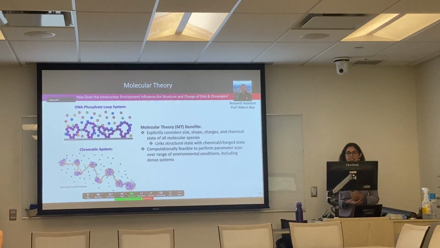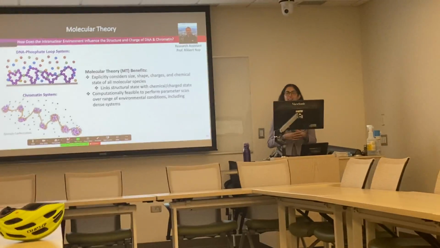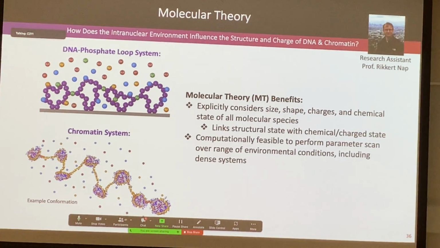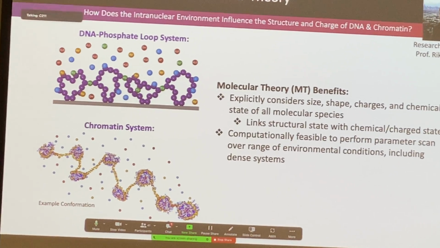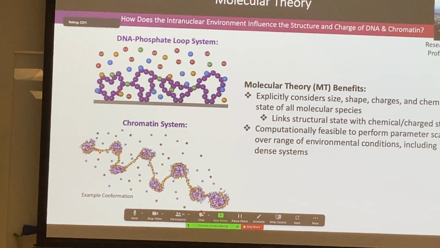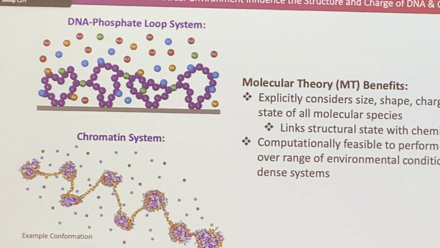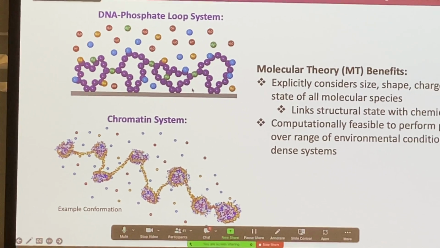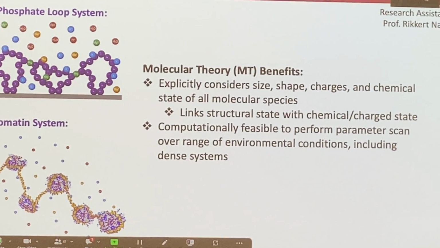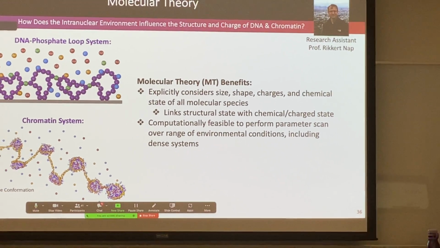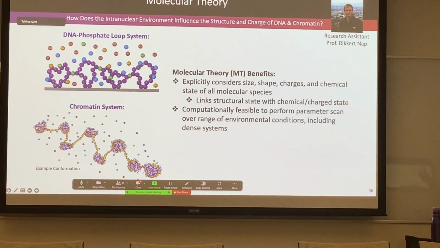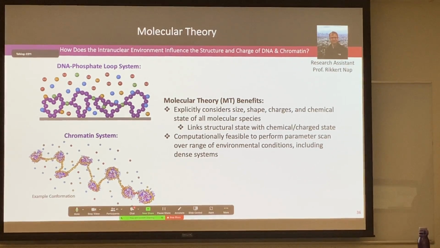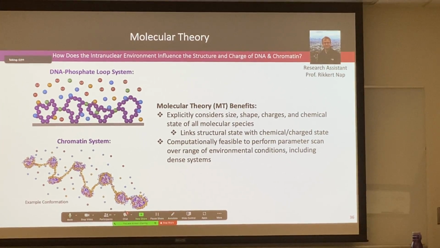So what we've used here in this study is molecular theory, and this is a theoretical approach that was originally developed by Igal Szleifer to investigate polyelectrolyte layers. And here we're using this approach to look at two different systems. The first is a simpler DNA phosphate loop system. So we're specifically here modeling phosphates, which are the only chargeable units of DNA, and we're looking at loops because in the nucleus there are a lot of topological constraints of the chromatin that will cause the chromatin to form these more elastic loop structures.